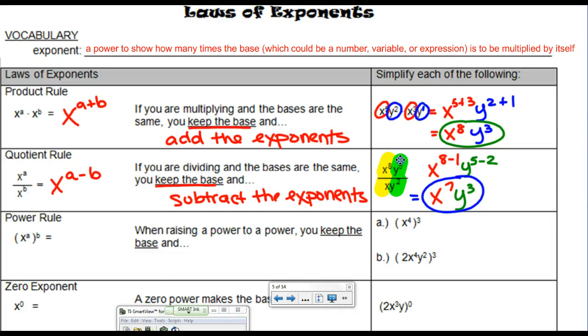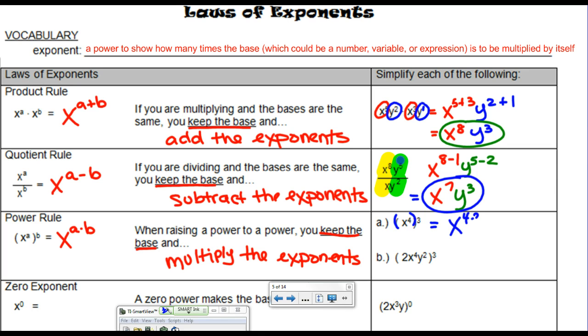All right, the next one, power rule. So if you have a base that has a power and you raise it to an additional power, the rule states that you're going to take the two powers and multiply them. Again, you're going to keep the base. That's why it's important they're the same. And you multiply the exponents. Okay, so on problem A, we have an x to the 4th all being raised to a 3rd power. So you keep the base, you take the 4 power and you multiply the 3 power, and then you're going to get x to the 12th.